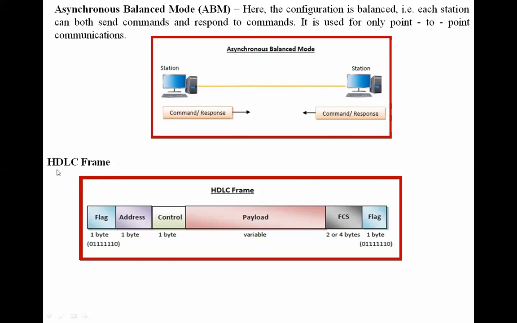Next is the SDLC frame. How is this SDLC frame going to look? This SDLC frame consists of flag, address, control, payload, FCS or CRC we can say, and flag. These two flags we'll see one by one. The flags are present at the start and end of every frame.